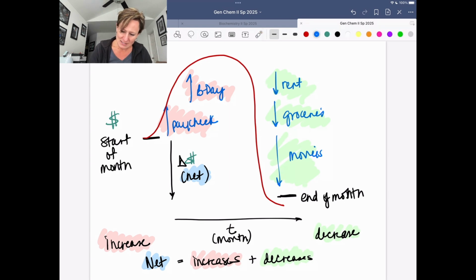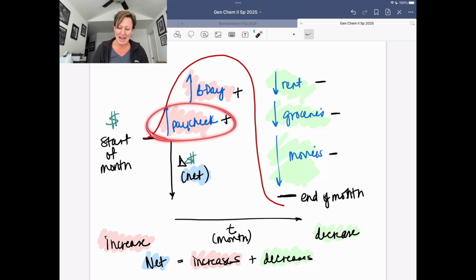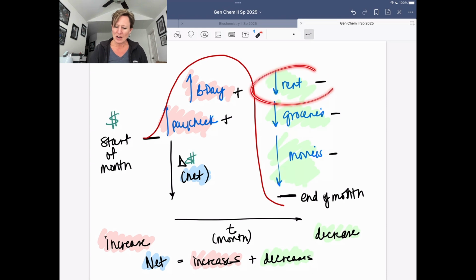Paychecks are going to be positives, and things that I subtract from my bank account, even though there's a monetary value associated with them, I have to subtract, things like rent and groceries and movies. I need to add paycheck and birthday. And if you've balanced your checkbook, you know that you have to do this. When you're adding in your paycheck or your birthday money, you write plus and you add that in. When you're subtracting out the check you wrote for groceries or rent, or the debit card that you used for groceries or movies, you have to subtract that from your bank account.